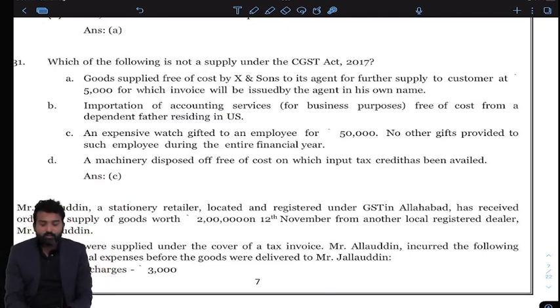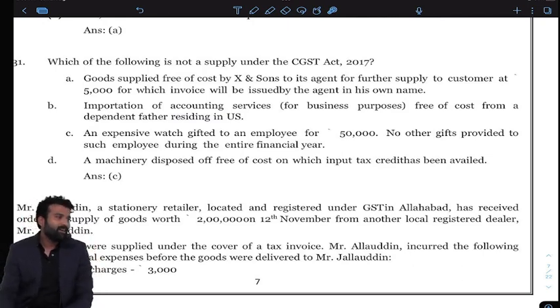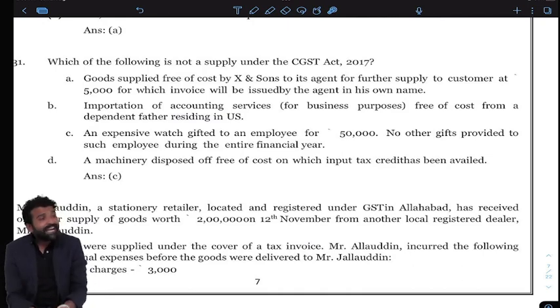An expensive watch gifted to an employee for rupees 50,000. Gift to employees up to rupees 50,000 is not a supply. So the correct answer is C. Got it? So these are the questions. These are the variety of questions that can be asked in the exam regarding supply.